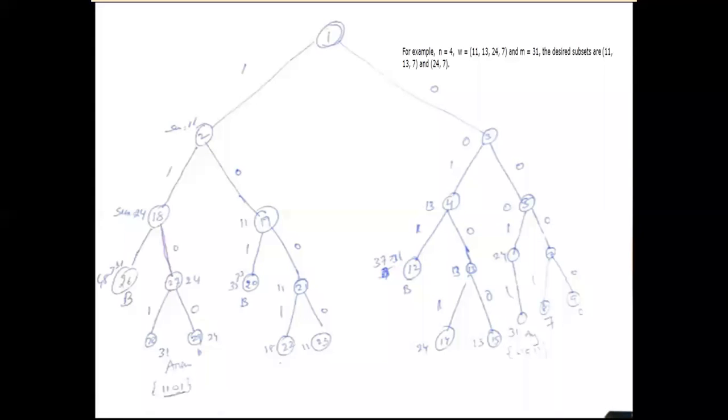The 20th node is killed because it cannot generate its children. The 20th node represents the sum of the first element and third element, which is 35. 35 is greater than 31, and the required sum is only 31. So the 20th node is killed, and we go back.